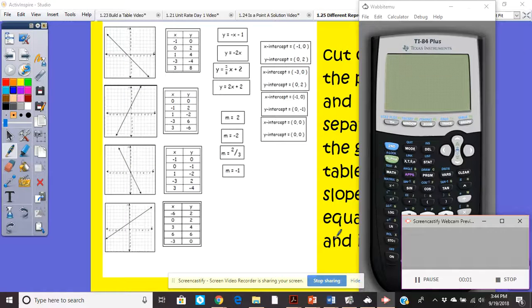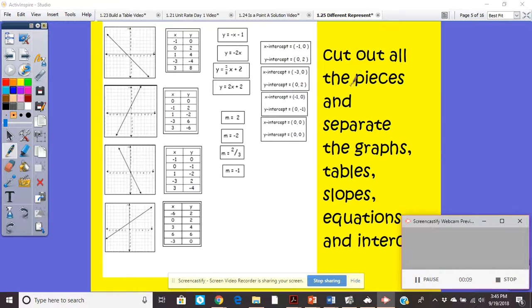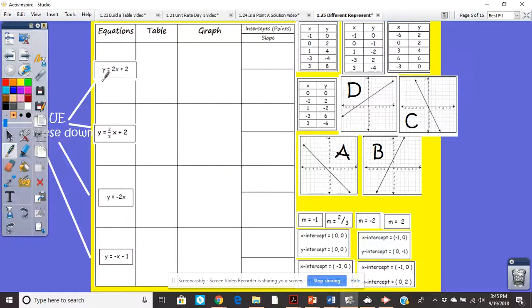This video is for your lesson 1-25 notes, and you've got a white page and a light yellow page. So the first thing that you need to do is to cut out all the pieces and separate the graphs, the tables, the slopes, and the equations and the intercepts. And then you're going to glue these equations down. So these are the spots where these three equations go. We're going to set those and then make everything else fit.